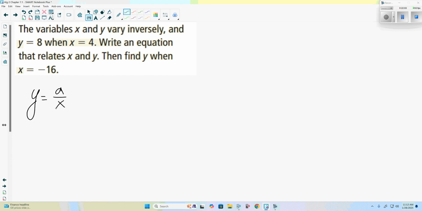The variables x and y vary inversely, so our y equals a over x. And y is equal to 8 when x is equal to 4. Write an equation that relates x and y. Then find y when x is 16.